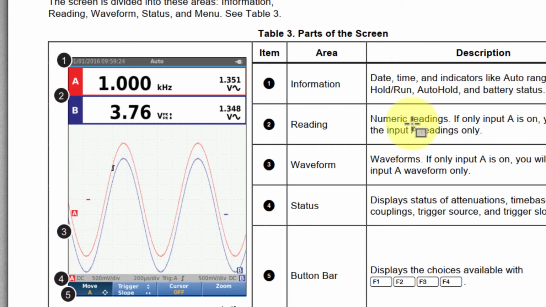As with the simulation earlier, you will see 2 traces on the screen. A red trace for channel A and a blue trace for channel B. And I will set them up, channel A for voltage and channel B for current.